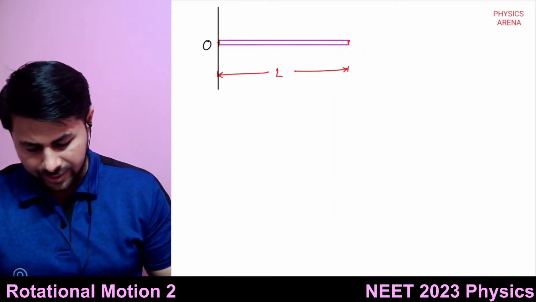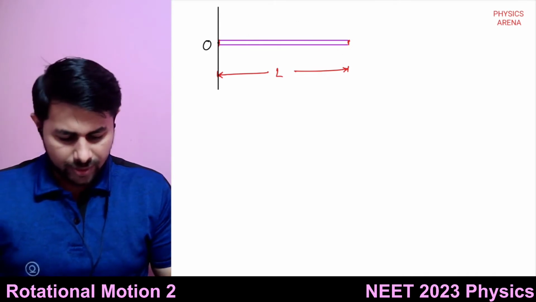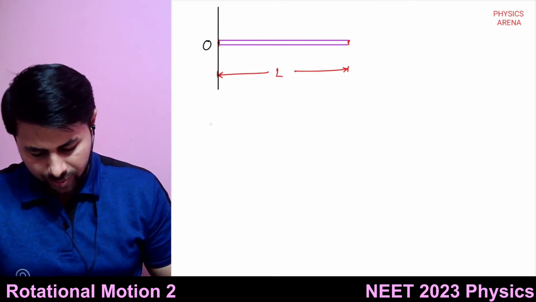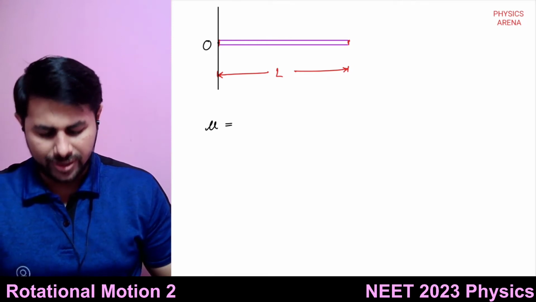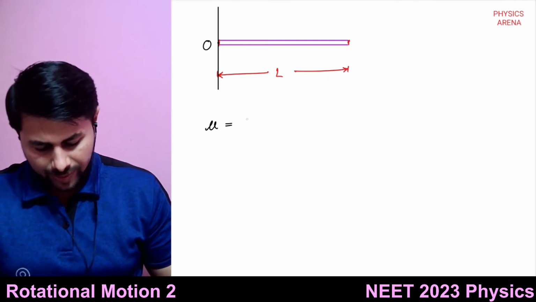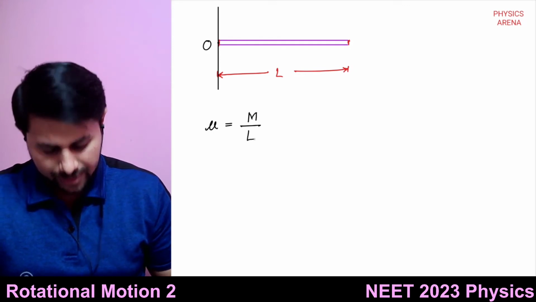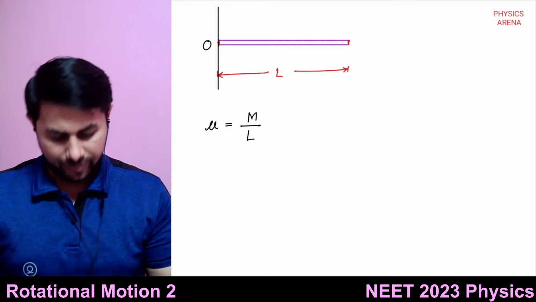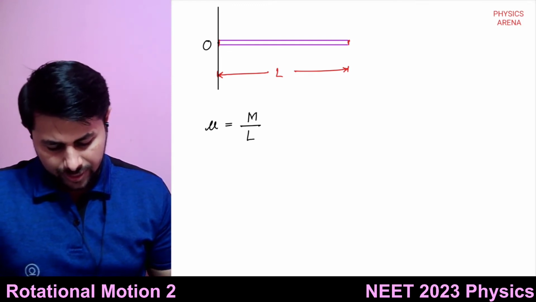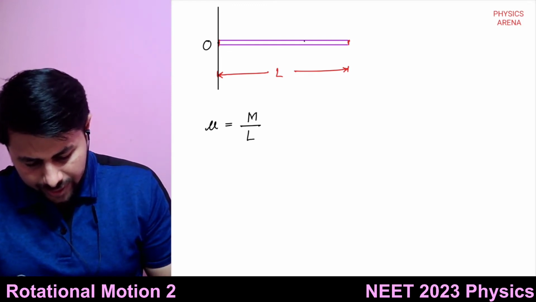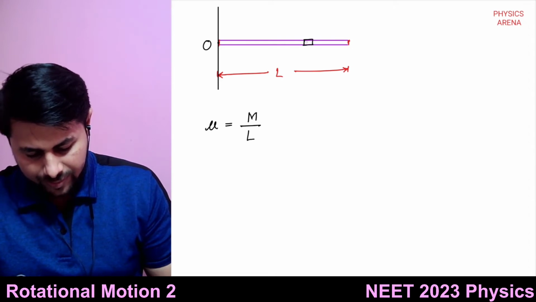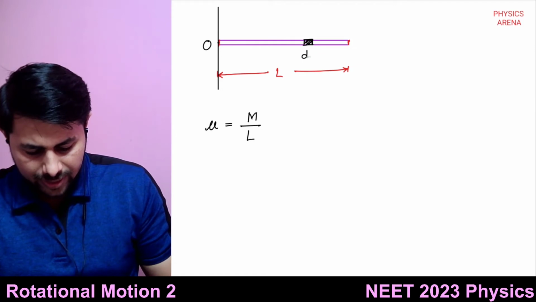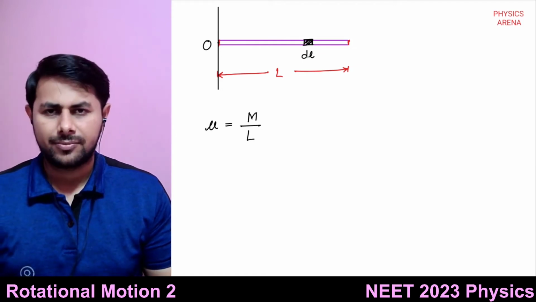What we can consider is the linear mass distribution. So let's suppose mu is the mass per unit length of this body. So mass is m, length is L, right? So mass per unit length is mu. Okay, so then let's consider a small segment, and the length of this segment is suppose dl.